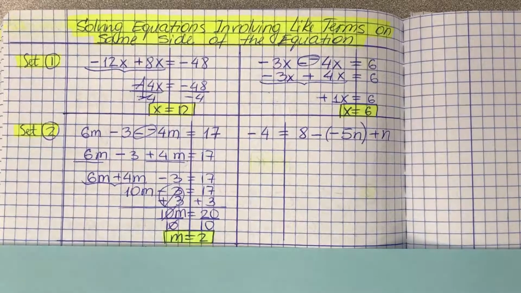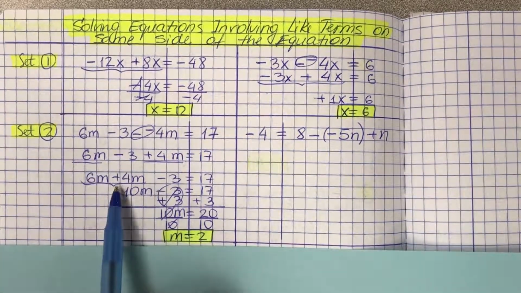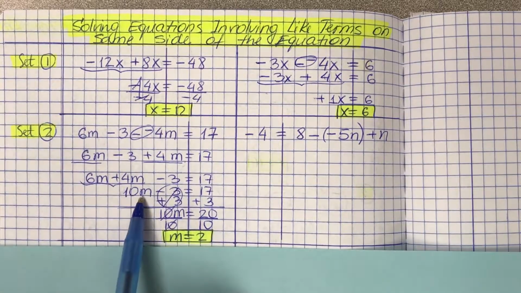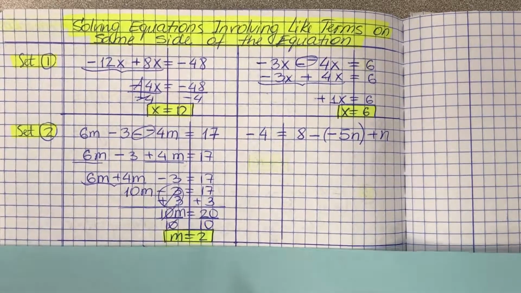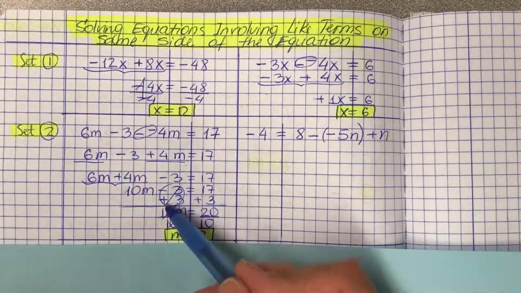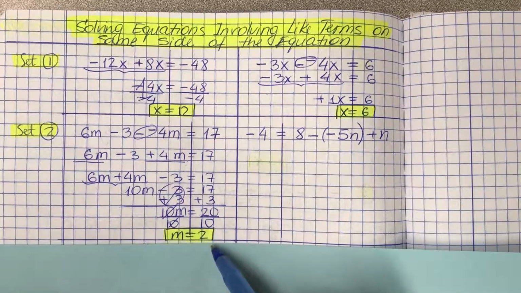When we combine the like terms, we combine only the same kind. And like terms are our multiplication terms. The constants are our addition and subtraction. In solving equations, we use inverse operations: for subtraction, addition; for multiplication, division.